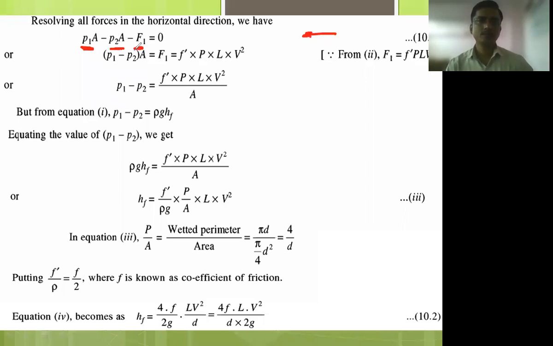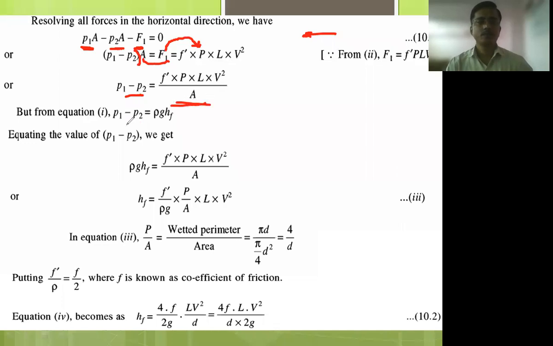If we take one common factor out, we get here P1 minus P2 into A is equal to F1, and instead of this F1 I can write this. So P1 minus P2 is equal to, if I take this A on this side, F dash into P into L into V square upon A.